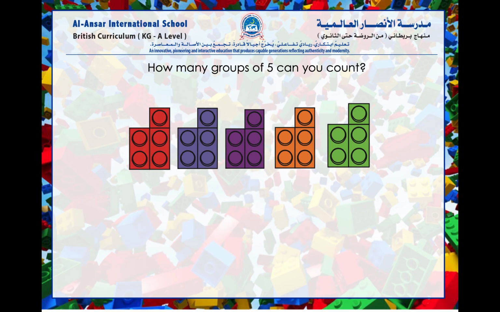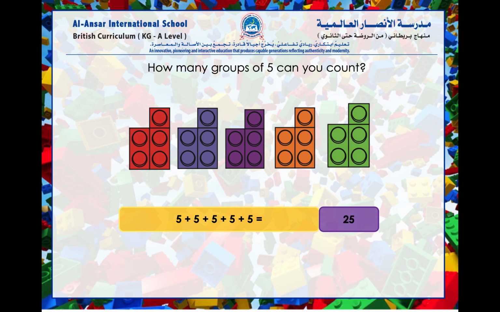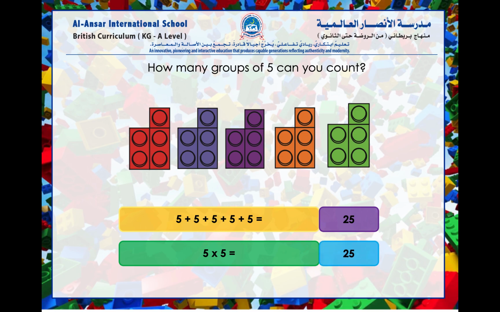Now let's try one more for today. How many groups of 5 can you count now? 1, 2, 3, 4, 5. So now we're saying 5 plus 5 plus 5 plus 5 plus 5. Can you guess what it equals? Yes, it equals 25. So 5 times 5 equals 25.